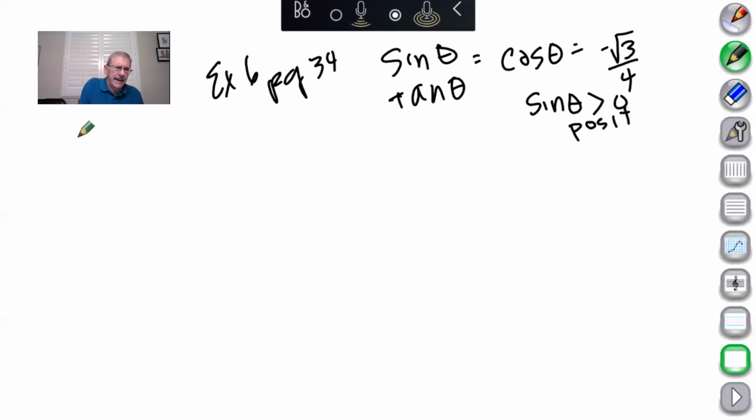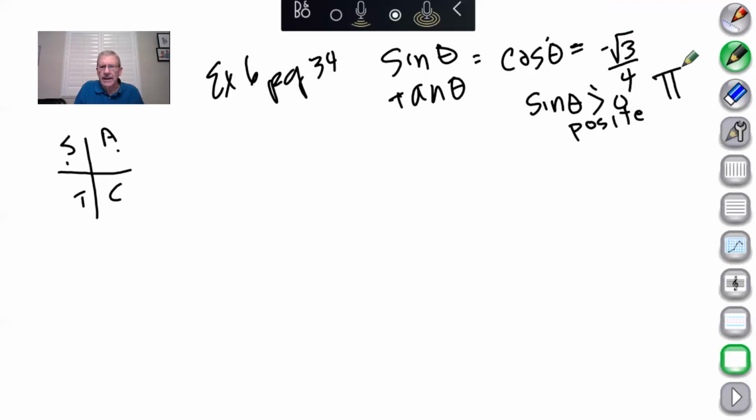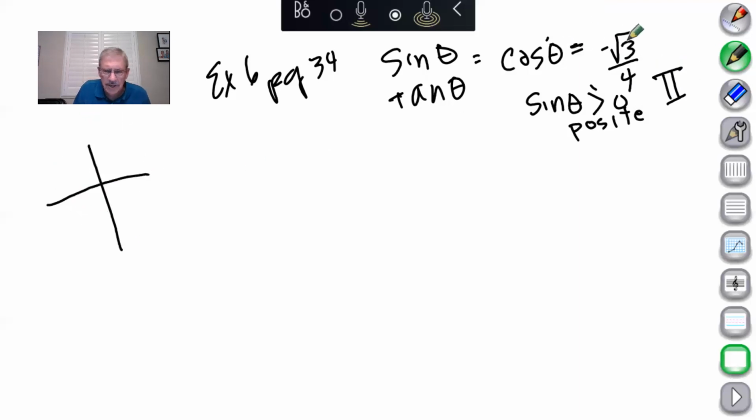So we know, again, all students take calculus, that the sine is positive in the first and the second quadrant, but it can't be in the first because the cosine would also have to be positive, and we see it's negative. So we're looking for an angle in the second quadrant. We could do this by graphing it. We know the definition of the cosine is x over r. We could do it like we did that one problem, but they want us to do this by identities.